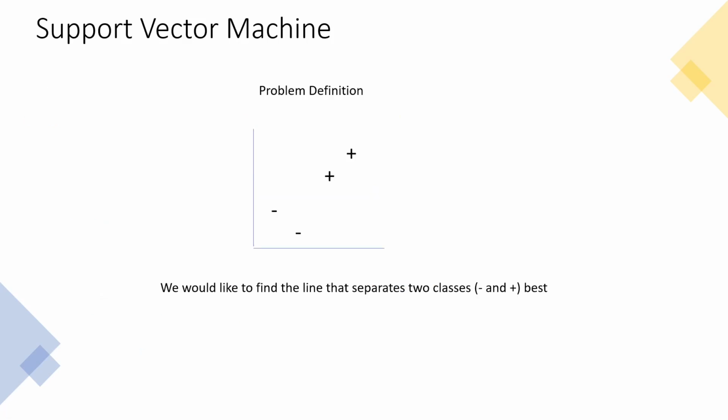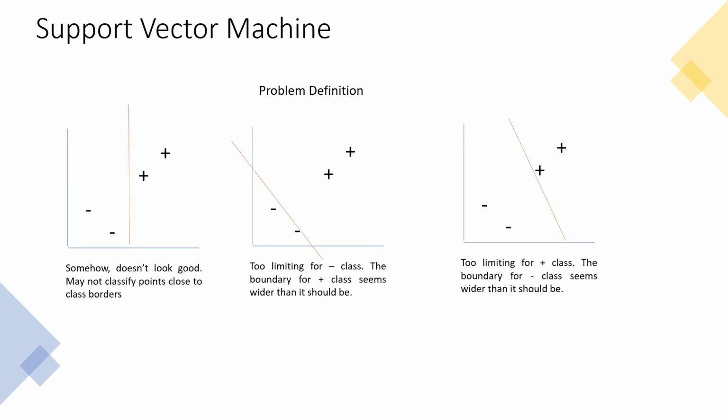So let's make the problem definition. We would like to find the line that separates two classes. We have minuses and pluses, okay? And for the mathematical derivation, we will be using this very simple example. So we have two classes, pluses and minuses, okay?